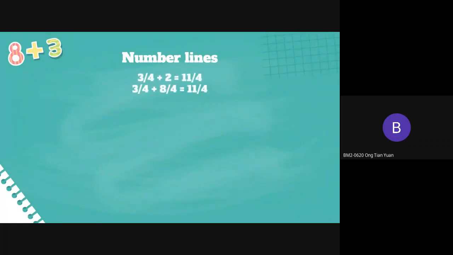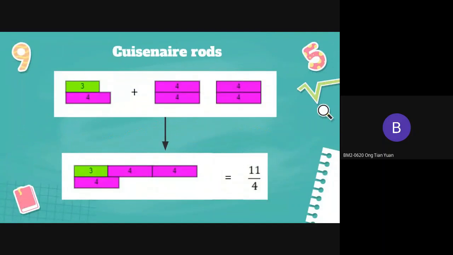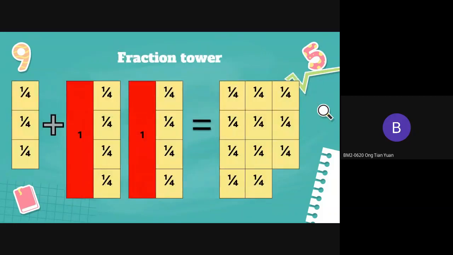For number lines, 3/4 plus 2 equals 11/4, and we can see on the number line that 3/4 plus 8/4 equals 11/4. For this one, 3/4 plus 4/4 and another 4/4 will equal 11/4. Next, I will pass to Anjie.